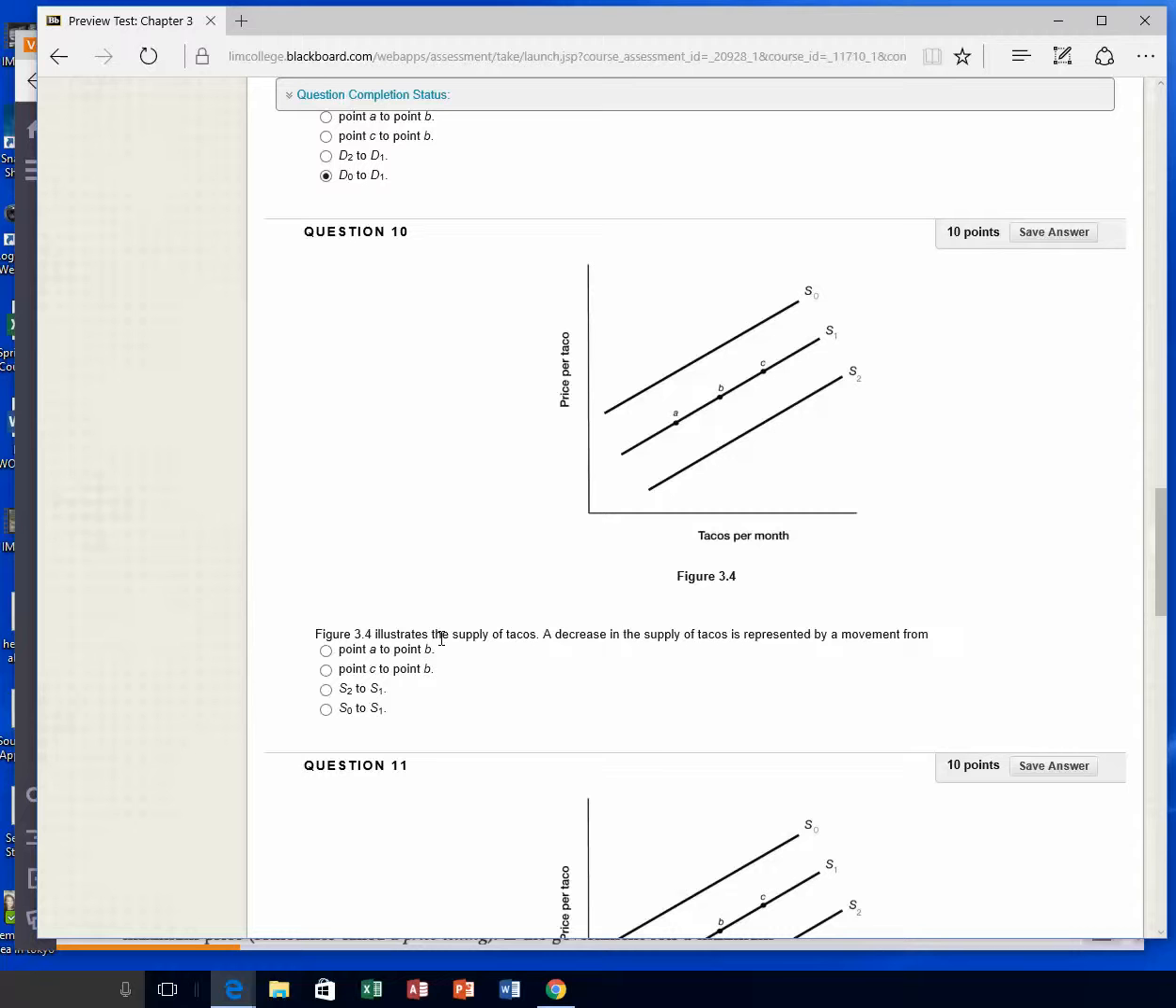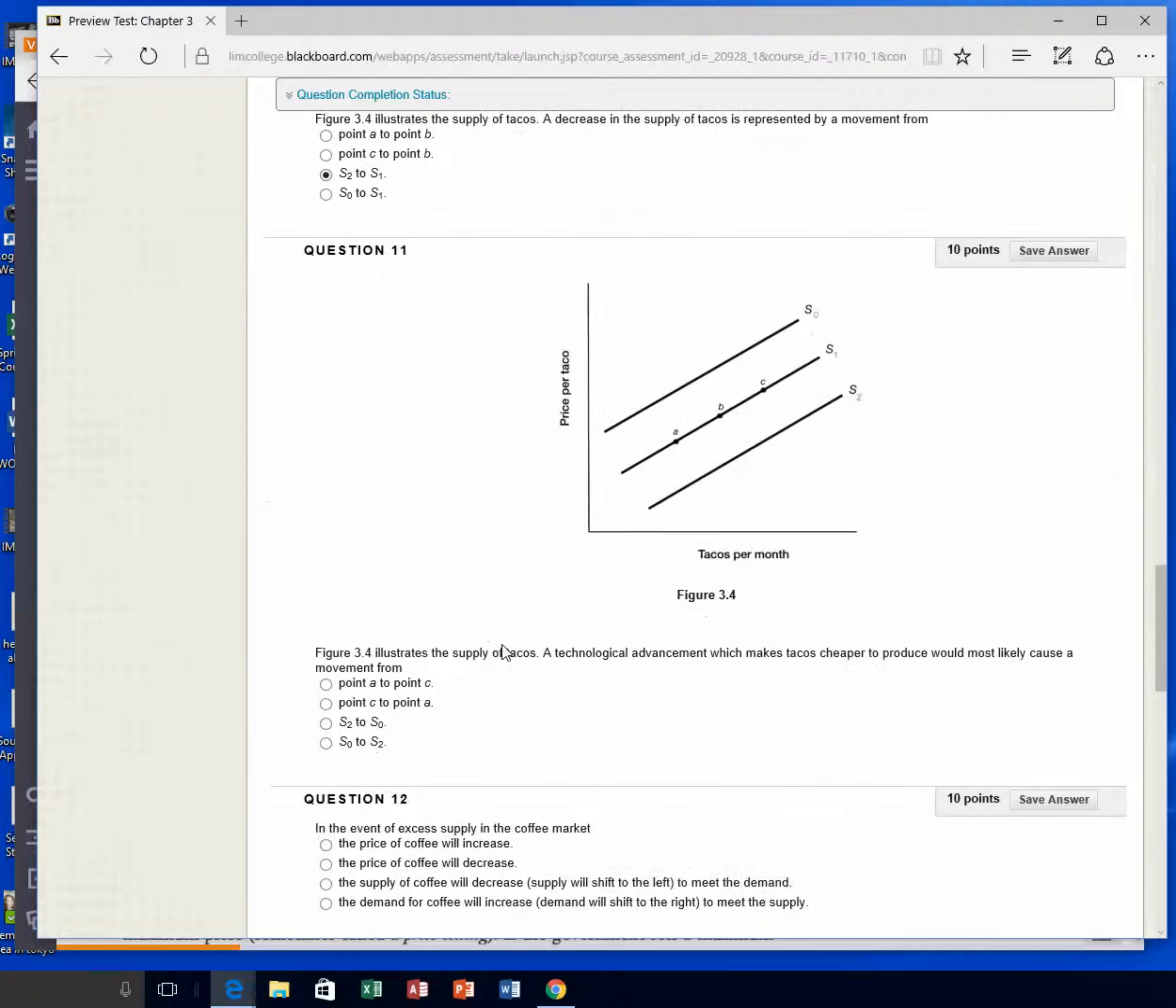I'm moving on. Here we're working at supply. So this is looking at the supply of tacos. A decrease in the supply of tacos is represented by the movement from, again, this is a decrease in the whole supply. So it's got to be shifting to the left. So it's not A to B or C to B. It's S2 to S1, right? This is something bad happens. So it's shifting to the left. It's a decrease in supply.